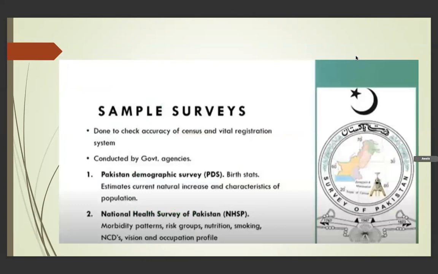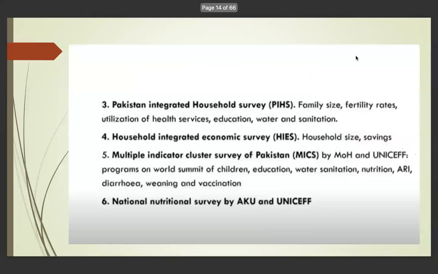Sample surveys are done to check the accuracy of the census and vital registration system, and are conducted by government agencies. The Pakistan Demographic Survey estimates birth statistics, current natural increase, and population practices. The second one is the National Health Survey of Pakistan, in which mobility patterns, risk groups, nutrition, smoking, non-communicable diseases, and occupational profile are being estimated.